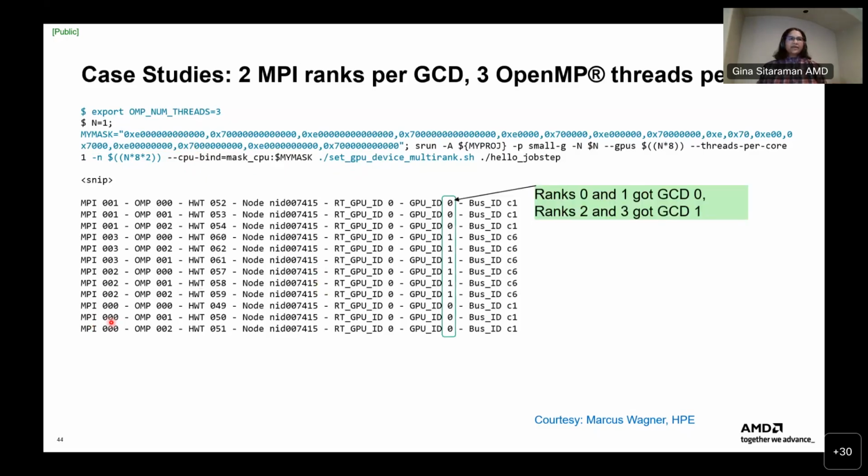Now the output is that, okay, so we see that MPI rank 0 and 1 both are using GCD 0. They're both running on GCD 0. That is great. And ranks 2 and 3 run on GCD 1. And we also see that the hardware threads are used. The process MPI rank 0 and its threads are pinned to exactly the hardware threads that we wanted for these threads. So 49, 50, and 51, etc. So everything looks good.